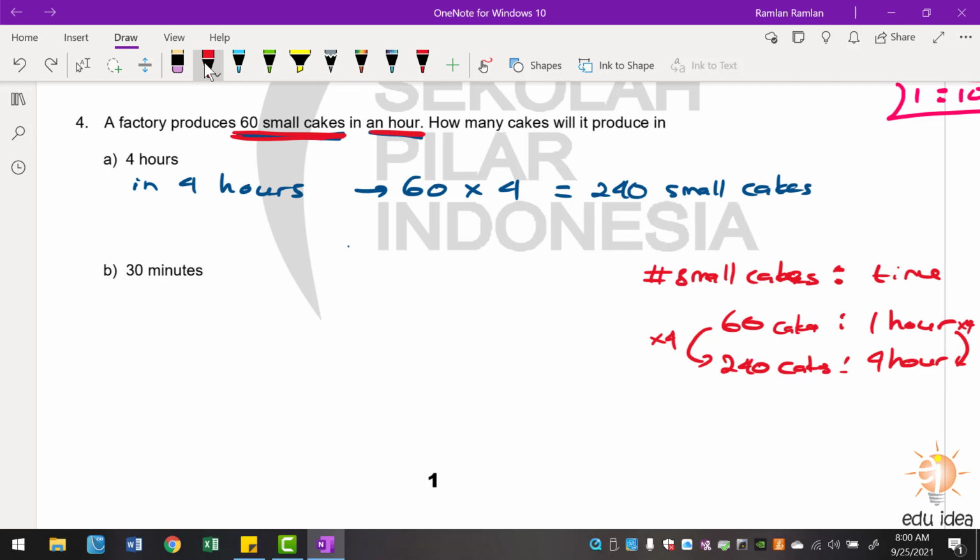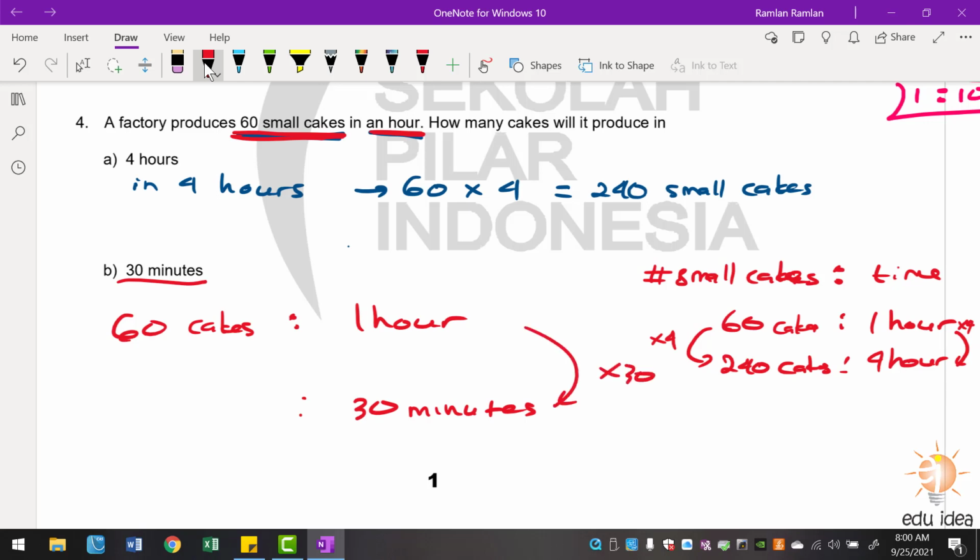Okay, so we can also use this concept to answer number 2, not question B, right? Question B in here is how many it produces in 30 minutes, right? So because we know that we have 60 cakes for 1 hour, we want to know how many cakes it will produce in 30 minutes. In here, you can't just multiply by 30. Why? Because it has a different unit. So the first thing that you do, can we convert that hour first into minutes? We can do that because we know that 1 hour is equal to 60 minutes. I can write this down as 60 minutes, right?